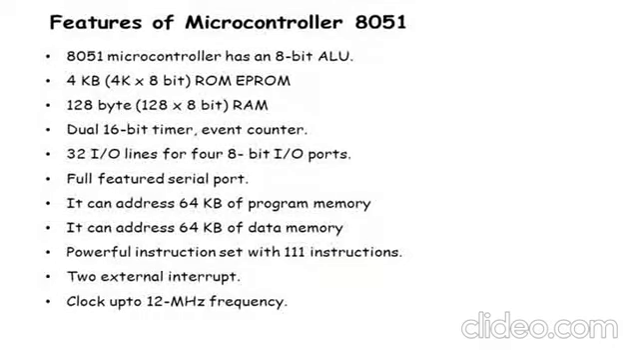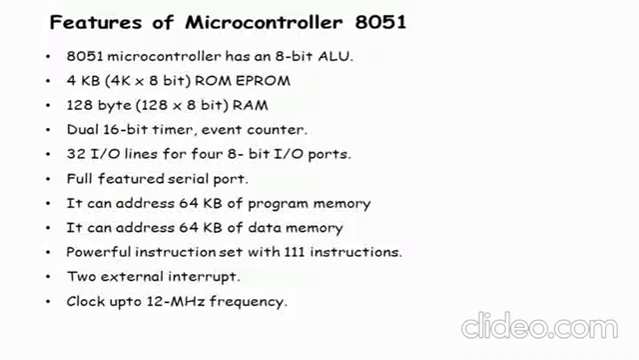Next you have two 16-bit timers or event counters. So this timer can also act as an event counter. So that can be called as counter or timer. So you have two 16-bit timers. Next, 32 IO lines for 4 8-bit IO ports. As I said, you have 4 ports. Each port has 8-bit IO lines. So 4 into 8, total you have 32 IO lines. Next, you have one serial port.